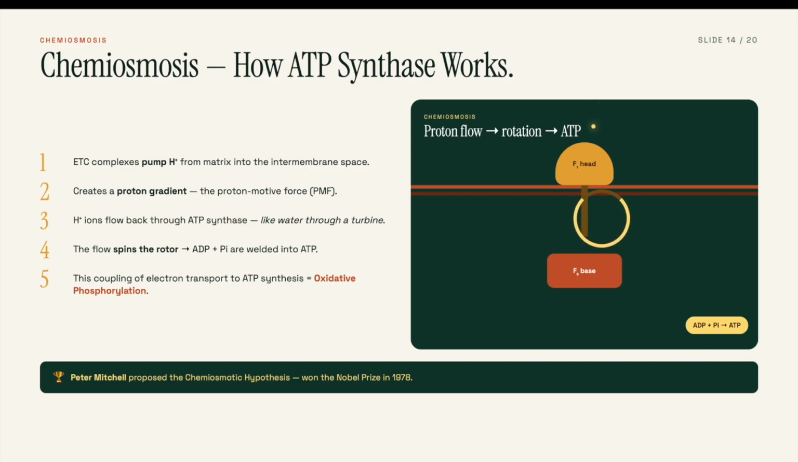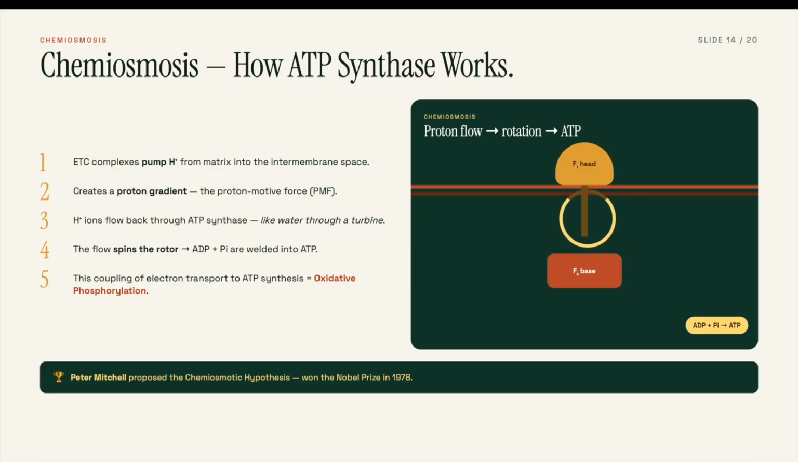Those pumped hydrogen ions create a huge concentration difference across the inner membrane. This is called the proton motive force or electrochemical gradient. The hydrogen ions want to flow back to the matrix, but the membrane is impermeable. The only channel available is ATP synthase, also called complex 5 or the F0 F1 particle. When hydrogen ions flow through ATP synthase, it literally spins like a molecular turbine. That spinning energy drives ADP and inorganic phosphate together to form ATP.